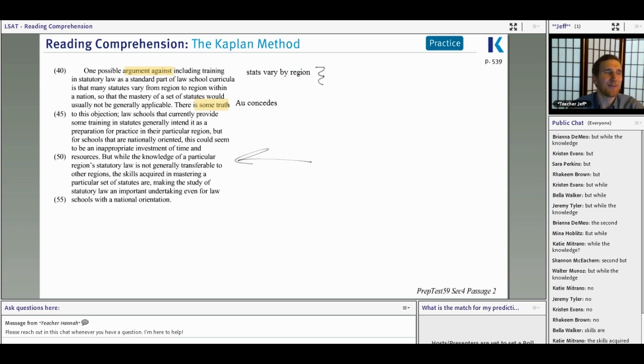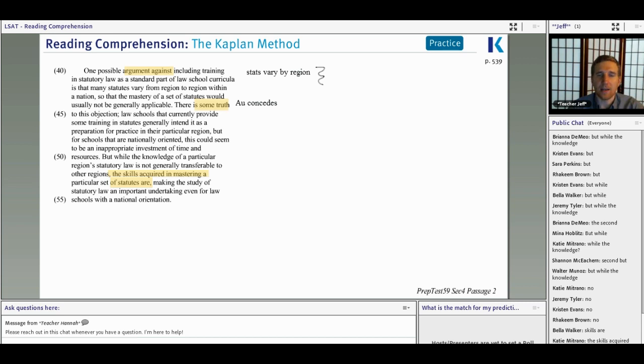There we go. It's after the comma. Boom. That's where it is. The skills acquired in mastering a particular set of statutes are. So even though statutes vary region by region, the skills transfer. So that's the positive. And you could even write that out for yourself. Positive. Skills transfer. All right.